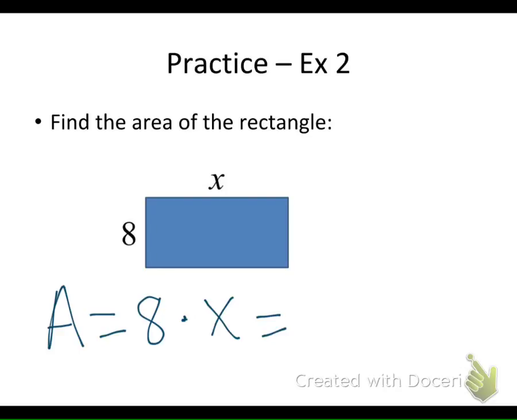So, Isaiah, what does my area equal if I take 8 times x? I can't just get rid of that variable, can I? We're just going to keep it as the variable. The area is going to be 8x. So keep that variable in there. Don't change that variable to a 1. Just leave it as the variable and then multiply it. So your area will be 8x. Okay? Isaiah, what you're saying is fine too.